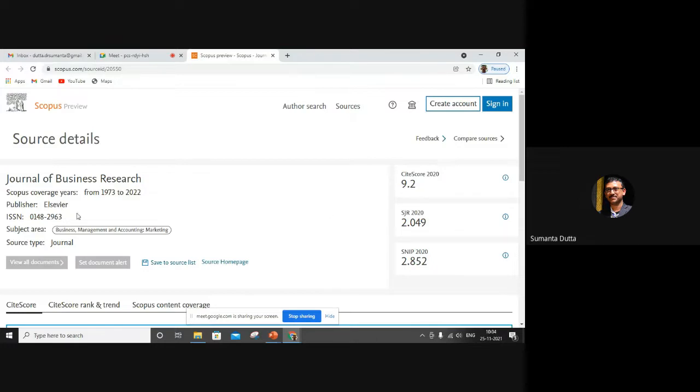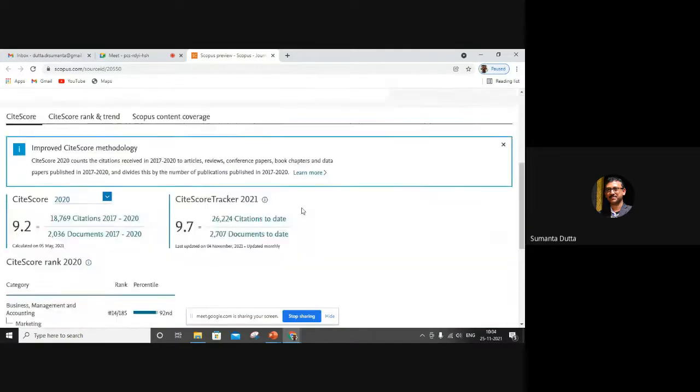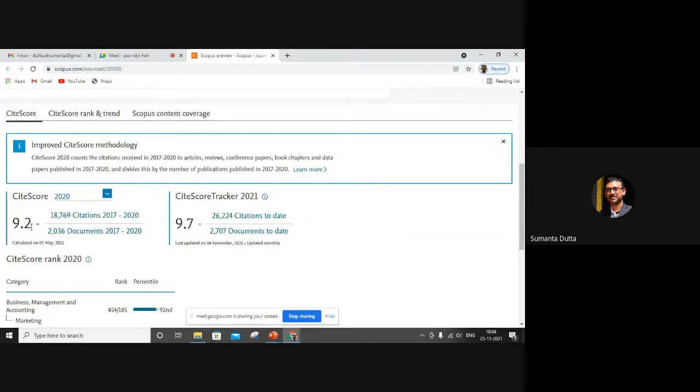So this is the way, if you open the Scopus database and search for a particular journal. It is listed in Scopus between 1970 and 2022, publishing house Elsevier, type of category is journal. And on the right hand side, you can also see the impact factors in the form of CiteScore, SJR, and SNIP. Now, if you go below it, see how CiteScore is being calculated. CiteScore is calculated in two possible ways.